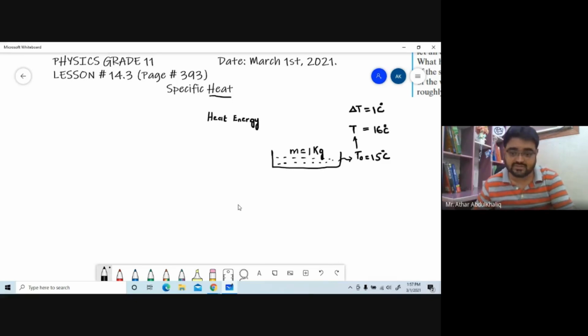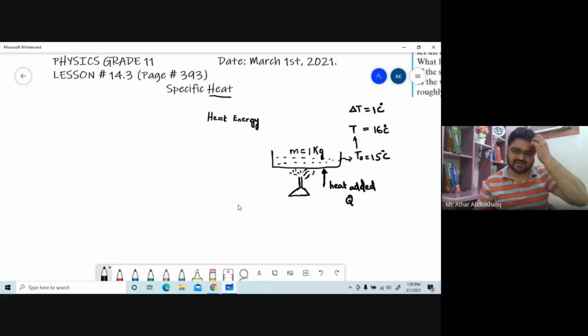How can I change the temperature? If there is a burner underneath this, and this burner has some fire, it has been ignited, and this fire is making heat. Now when we have this fire, it means we are trying to enter some heat into the water. Heat is being added, and whenever we talk about heat added, we use the symbol Q.